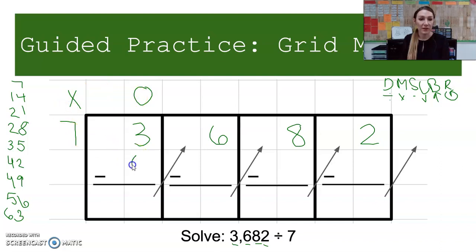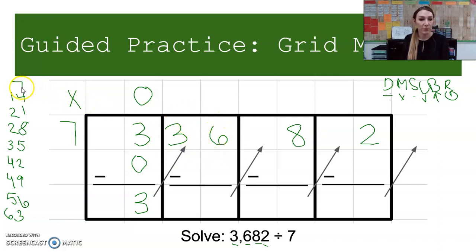0 times 7 is 0. Then I'm going to subtract. 3 minus 0 is 3. Then I'm going to check. Is 3 smaller than 7? It is. So I can go ahead and bring it up to the next box, creating a new dividend of 36. So now I'm dividing 7 into 36.